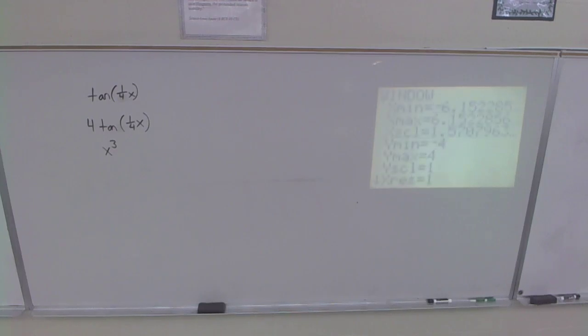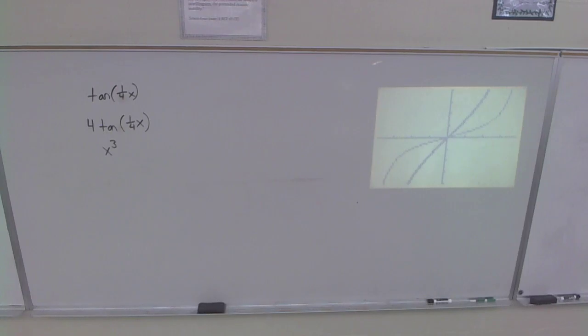When you press zoom trig, what does it standardize it to? Let's think about what these numbers are. So it goes up 4 and down 4. What else? What are these? Mine doesn't look like that. Are you in radians? Check your mode, guys. If you're in degrees, I don't think we graph things in degrees. I was in radians. So you should be in radians.